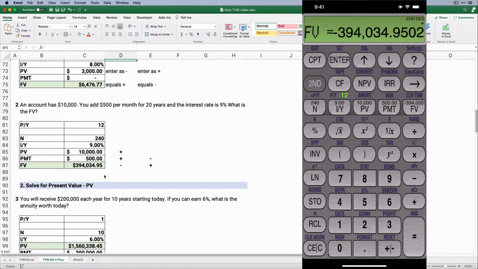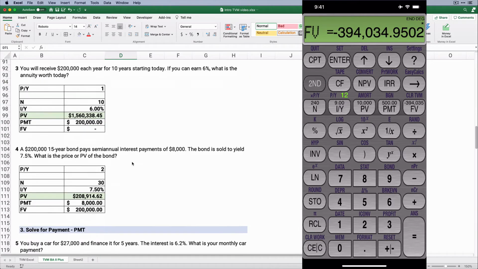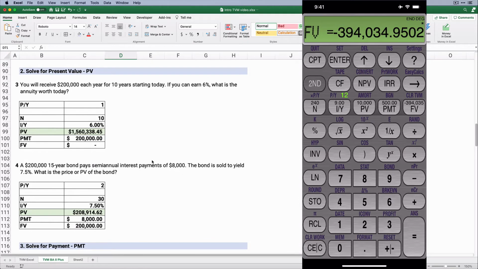All right, number 3. We're going to solve for present value for 3 and 4. So let's see what we can do. You're going to receive $200,000 each year for 10 years starting today. Today is an important concept. We need to set it for beginning payments rather than ending payments. If you can earn 6%, what is the annuity worth today?